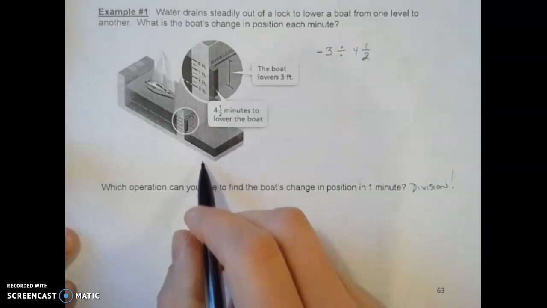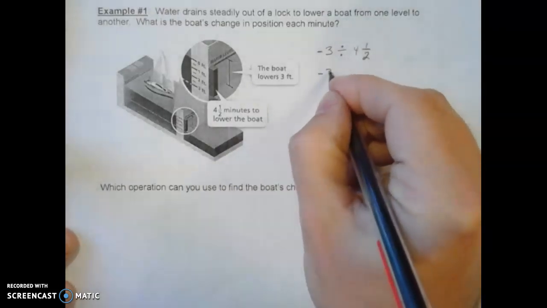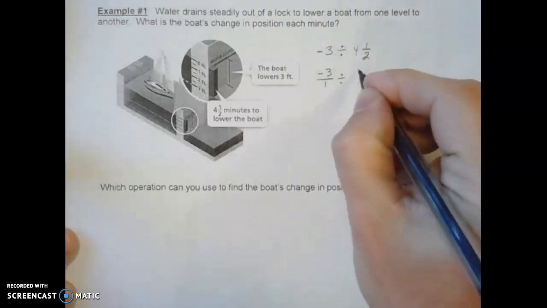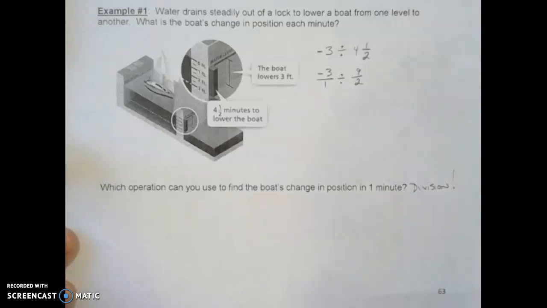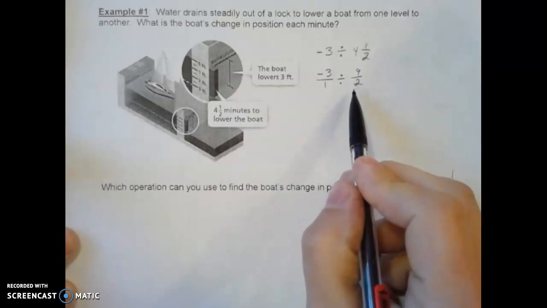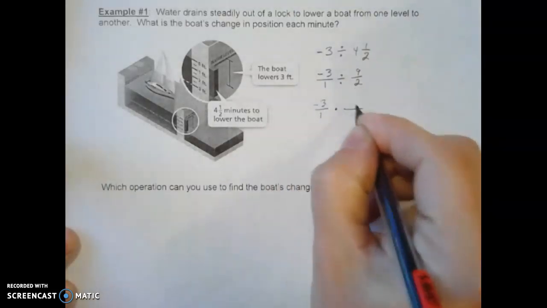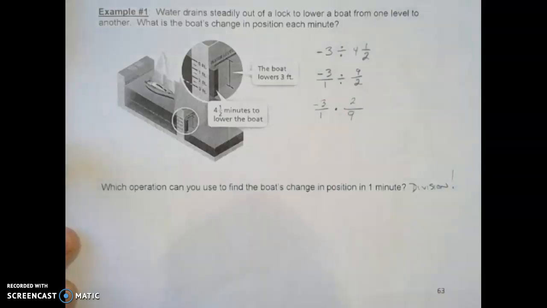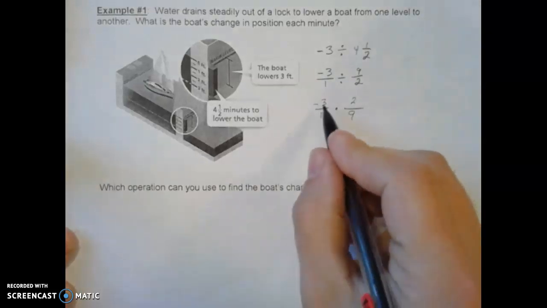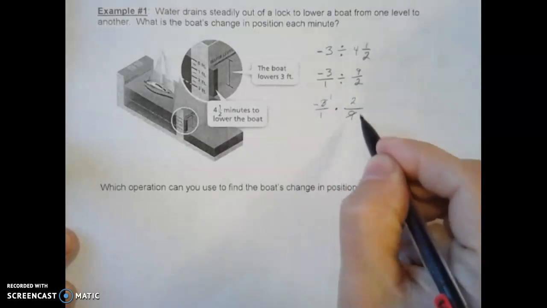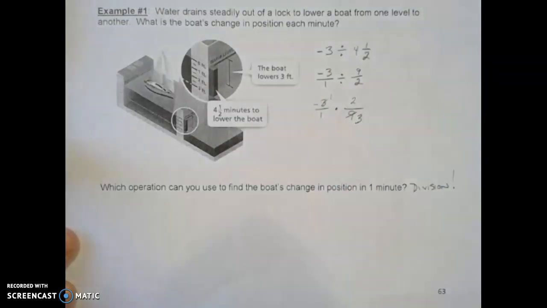And so I'm going to change everything into fractions first. -3 is the same as -3 over 1, divided by 4.5, which is the same as 9 halves. And then instead of dividing by 9 halves, I can multiply by the reciprocal of the divisor. So this is going to be -3 over 1 times 2 over 9. Looking at my numbers, before I multiply, I see I can simplify. 3 and 9 have a common factor of 3. 3 goes into 3 once. 3 goes into 9 3 times. And now I'm ready to multiply.